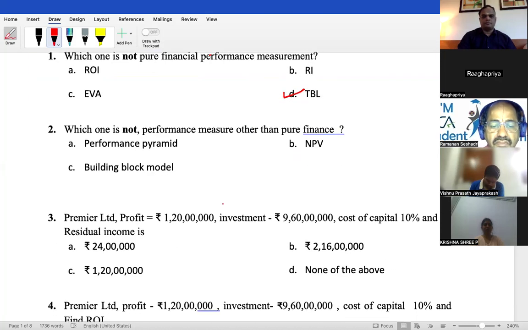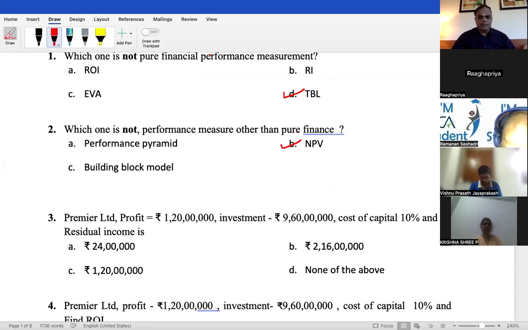Second, which one is not performance measure other than pure finance? Option A, performance pyramid. Option B, NPV. Option C, building block model. Other than pure finance means what? Not to cancel. Which one is a pure finance? Net present value comes under the measurement criteria by pure finance nature. Next.